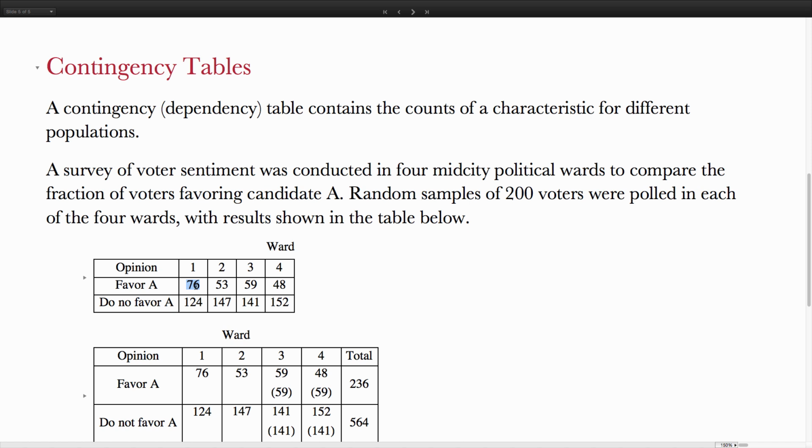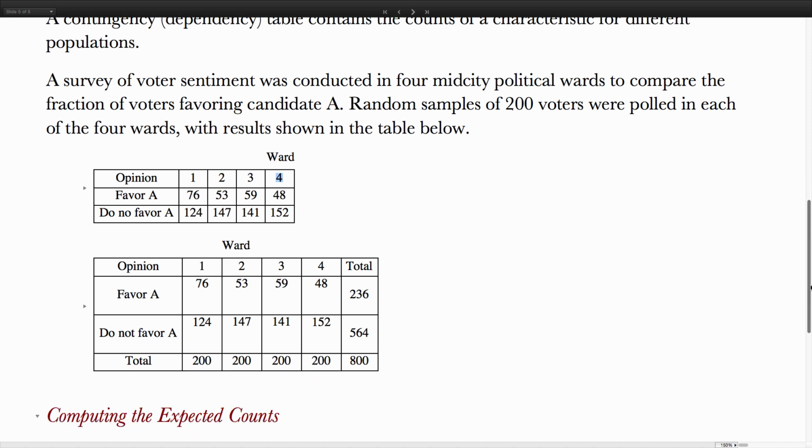When I'm talking to these people, I've chosen 200 people from Ward 1 and asking them whether they favor A or not. What we're trying to see is if the distribution of the opinion across these possible values is the same for the different populations. Okay, all right, so let me get rid of this for a moment and let's just look at this table here. This table now has totals.